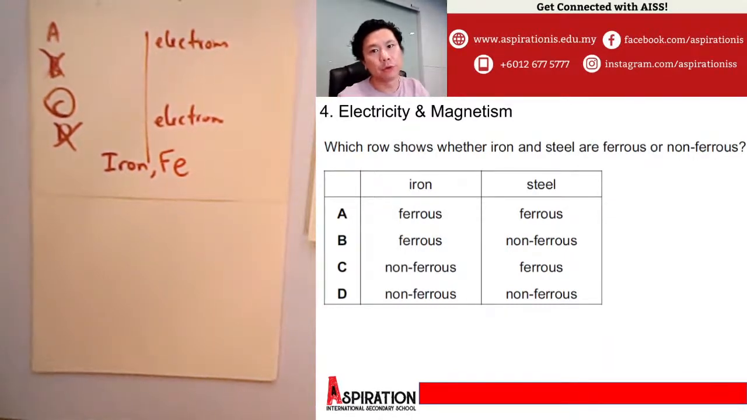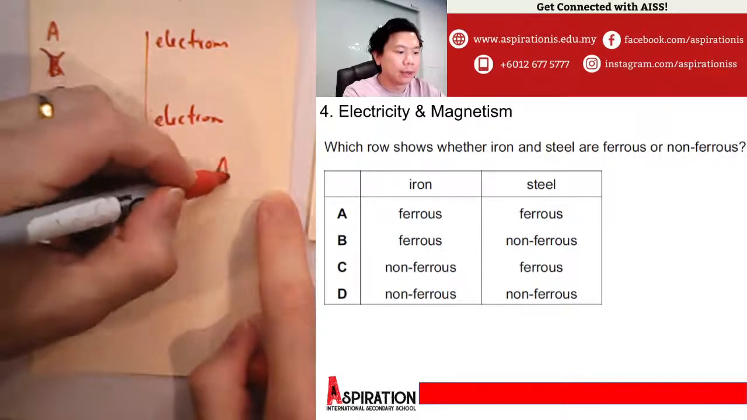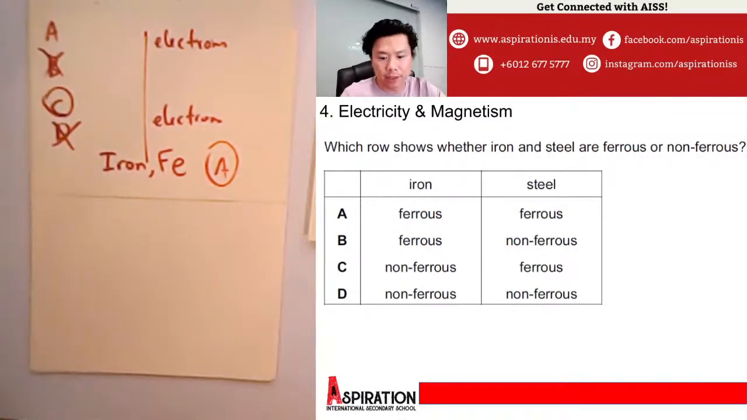So I would have you know that iron and steel is an alloy where the main component is iron. So steel is also largely iron and iron is iron. So the answer is A. They are both ferrous. Did anyone learn something new over there?